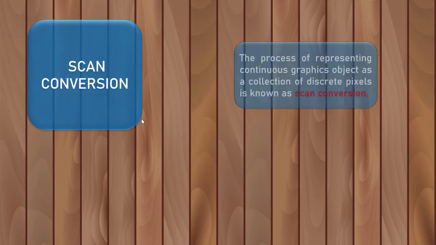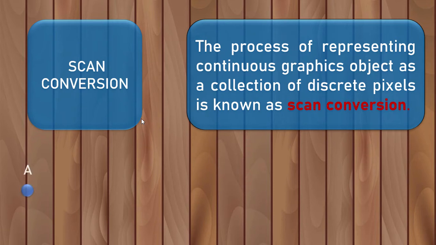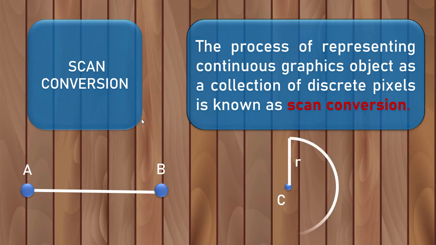Scan conversion is the process of representing a continuous graphics object as a collection of discrete pixels. This process can be described with the help of these two objects shown below. Here, line is the first object and circle is another object. A line is made up of 2 points. When you connect these 2 points with each other, it creates a line. And this continuous representation of this line, a graphics object, is called scan conversion.